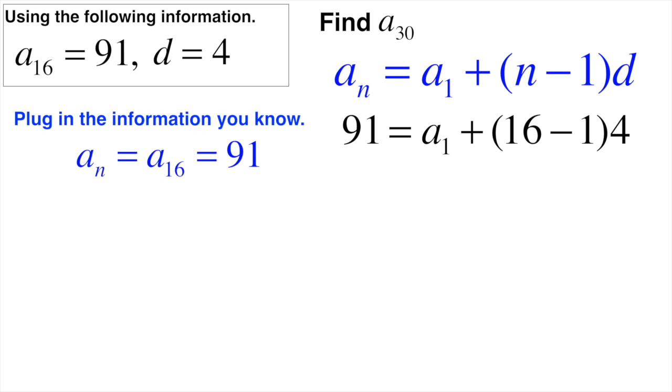Now what we're going to do is solve this one for a of 1. I'm going to try to get this a of 1 all by itself. That will help me because then I can have my sequence. I've already got my difference. As soon as I can find the first term, I'm good to go.